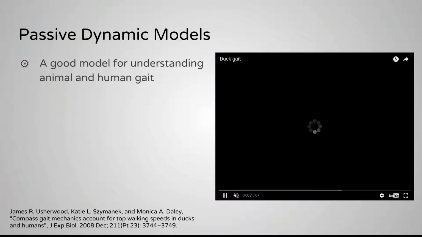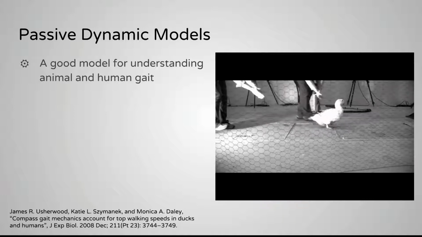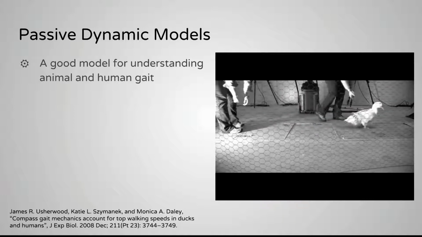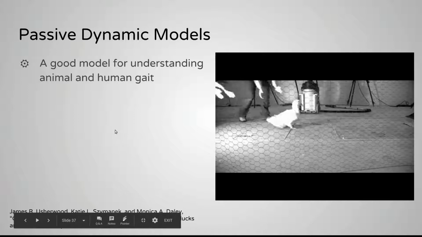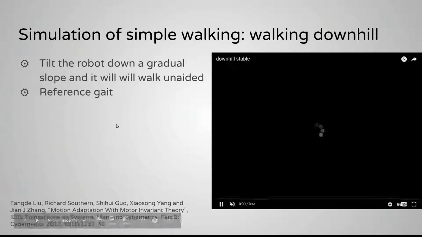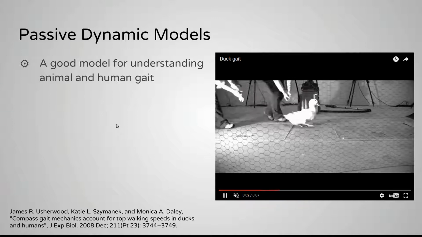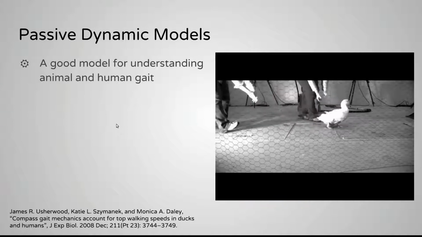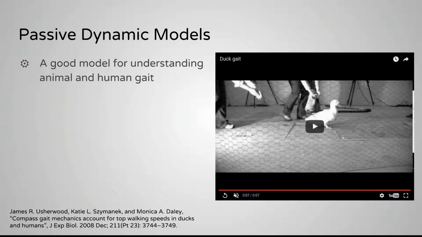So another thing to talk about passive dynamic models is that it's a good way of understanding the gait of other animals as well as humans. In this particular case, this comes from a paper by Usherwood and co-workers, and they demonstrate that the compass gait dynamics are a very good way of understanding both waddling ducks and humans in their gait.